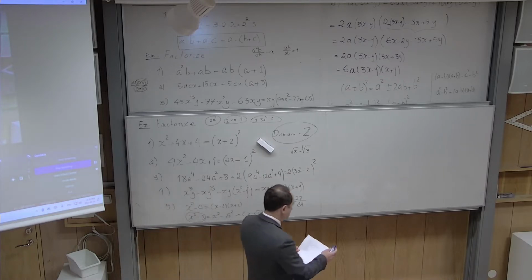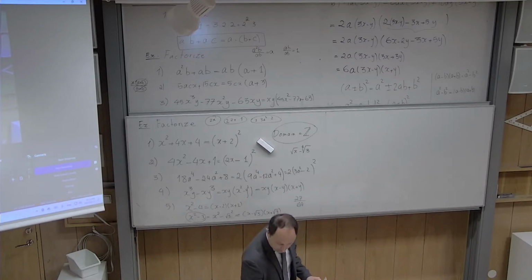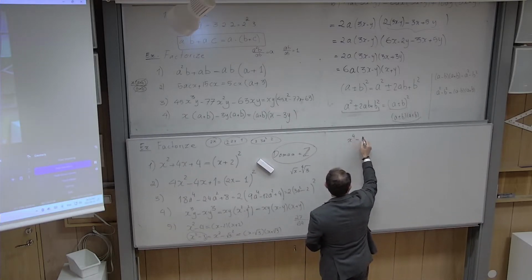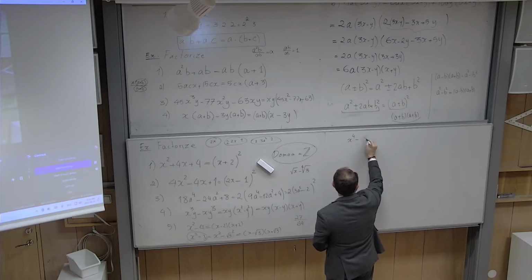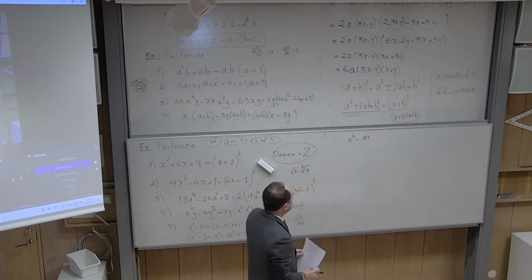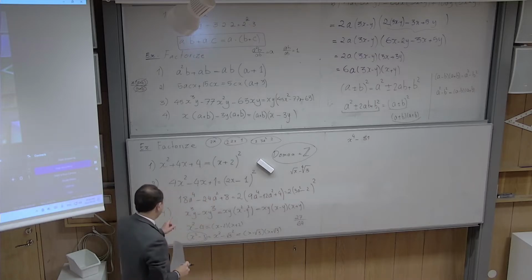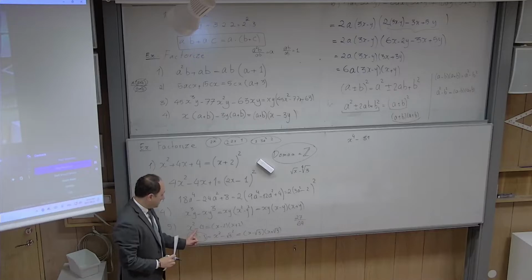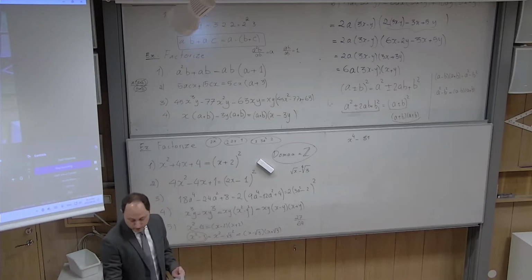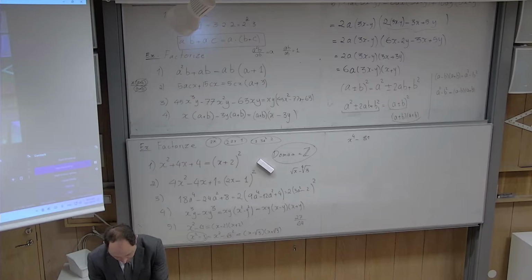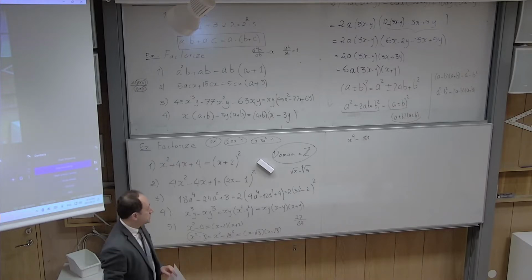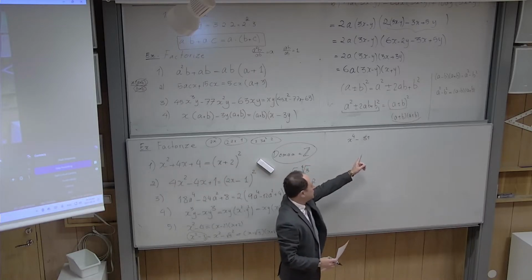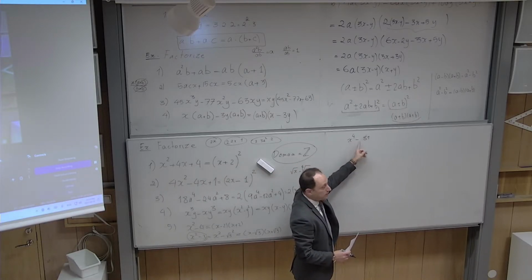What do you think about this one? For example, x to the power of 4 minus 81. Can I factorize this? So remember, for the conjugate pattern to work, you have to have the difference of two complete squares. Yes? Can I use the conjugate rule here? Yes, because I have the difference of two complete squares.